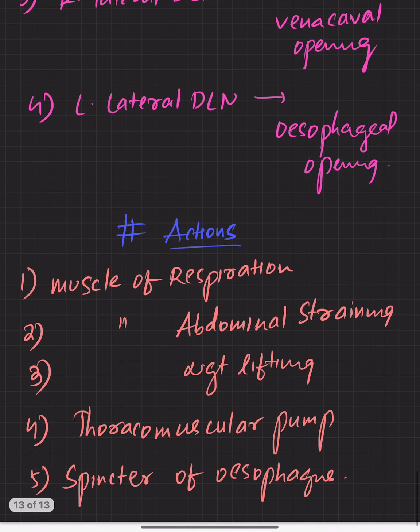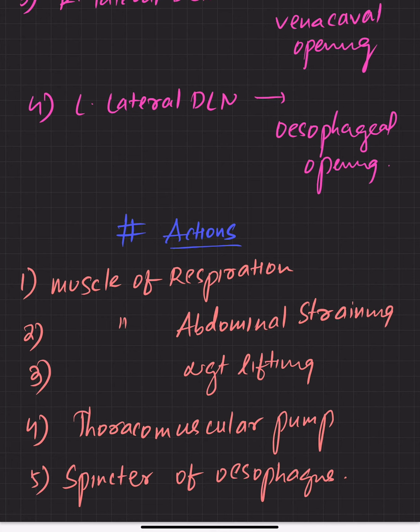Actions of this diaphragm: it acts as a muscle of respiration. So when the diaphragm contracts, it is pulled down and the vertical diameter is increased, that causes inspiration. The muscle of abdominal straining: contraction of the diaphragm causes the anterior abdominal wall to contract and increases the intra-abdominal pressure that leads to the evacuation of the pelvic contents like defecation and urination.